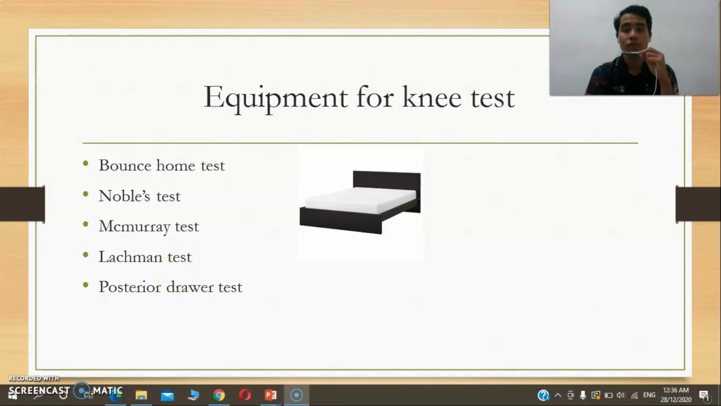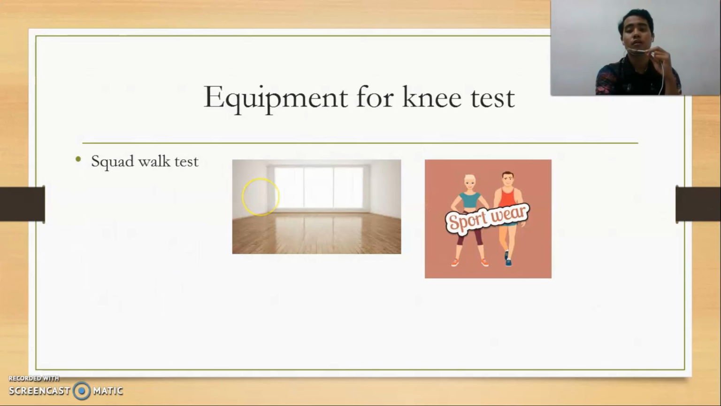Equipment for the knee test is, first, for this test, it requires a bed or flat surface so that the patient can be treated comfortably. Second is the squat walk test. The squat walk test needs a flat surface, and make sure when you want to start the test, wear sportswear.